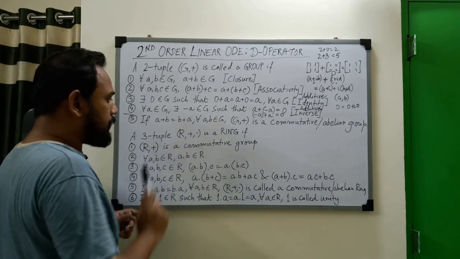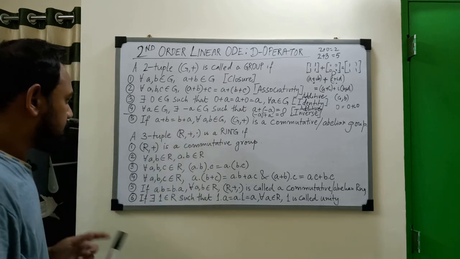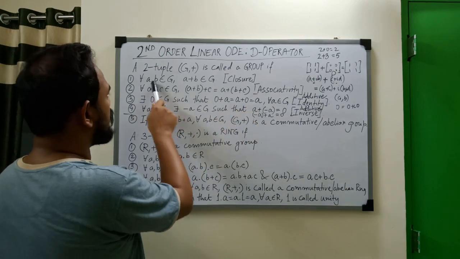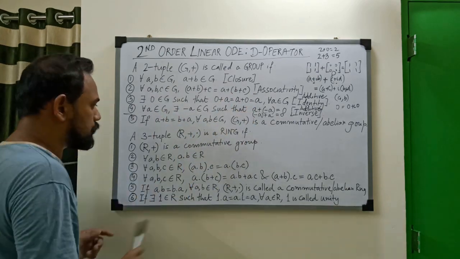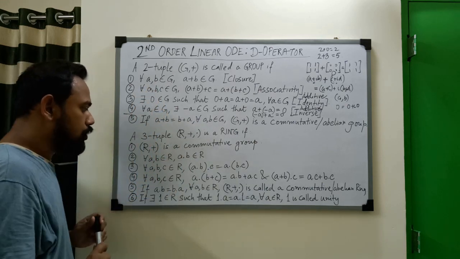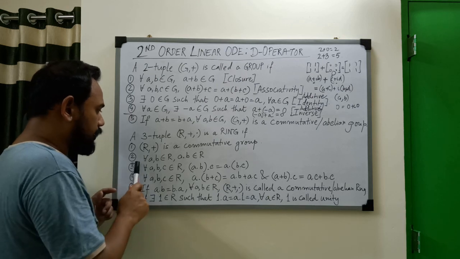The multiplication must be closed and associative. The two properties here, closure and associative, are the first two properties. So the multiplication doesn't have to follow all the properties. The multiplication has to just follow the closure property.